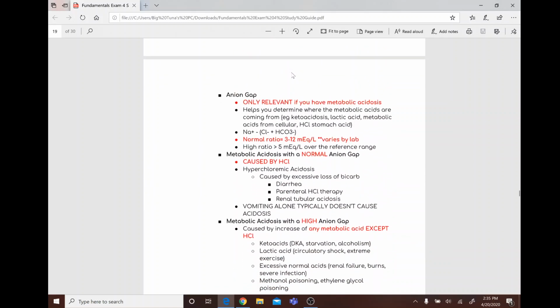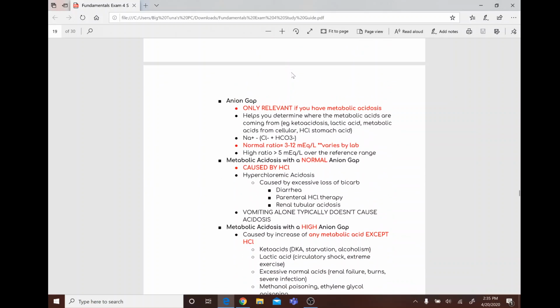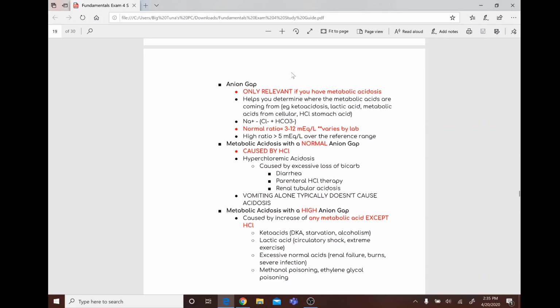Compensation short term. Tell me about anion gap. Which one does it deal with? Metabolic acidosis. So it tells us where the metabolic acids are coming from. So normal ratio of the anion gap: 3 to 12, and if it's 17 plus, it's a high anion gap.